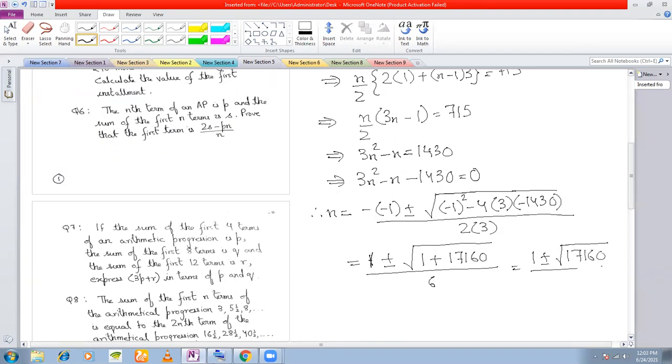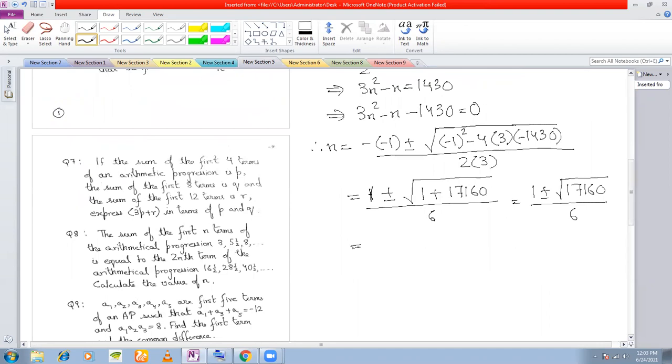You'll be having your scientific calculators. I hope all of you know that scientific calculators are allowed, non-programmable ones. You know this, right? Yes, scientific calculators, non-programmable. So you can find the square root from your calculators to be 131.